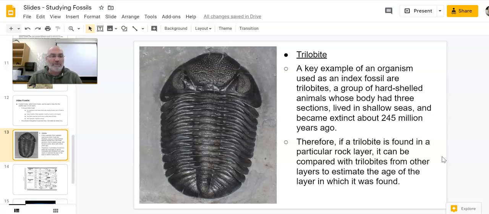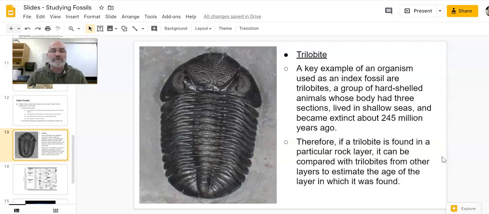And what that tells us is if we find trilobites in a layer of rock, and by the way, they're kind of easy to find in layers of rock because they existed in lots of places around the world. Trilobites were not an animal that was unique to just a particular area. We find them all over the world. And if we find them in a layer of rock, then what we know is it's likely that that layer of rock is about 245 million years old.